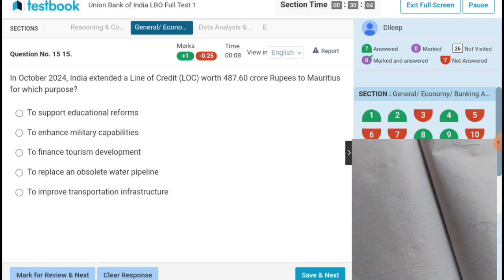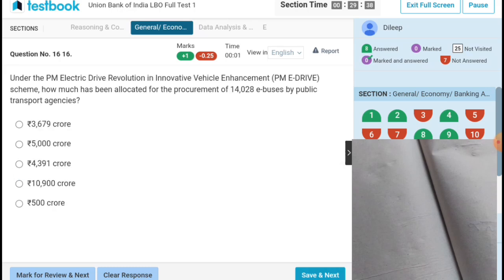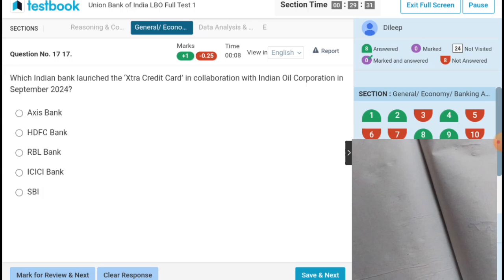In October 2024, India extended a line of credit worth 487.60 crore rupees to Mauritius. For which purpose? I think tourism or water. I think water pipeline. Indian Bank is linked extra credit. Which Indian bank?